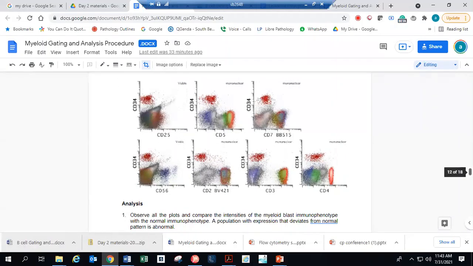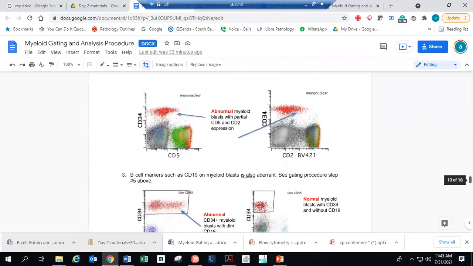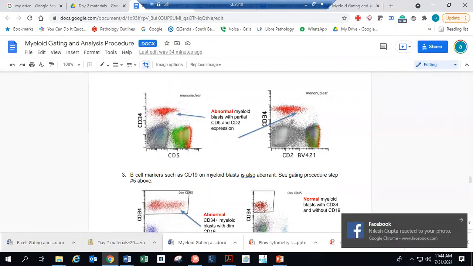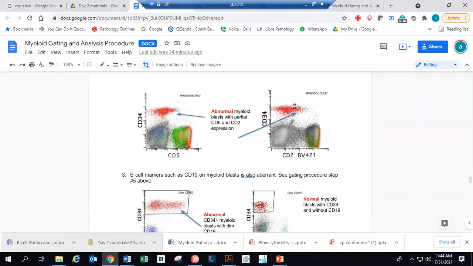So now they are explaining the abnormal blasts. The normal blast, as we said, has partial CD5. There is a little bit of CD5, but it's partial CD5 and CD2 expression, as you can see over here, partial CD2 expression. So when we were talking about the normal blasts, they were negative for CD7, CD5 and CD2. When you start getting the expression of T cell markers, those are aberrant in normal myeloid blasts, so they will be abnormal.